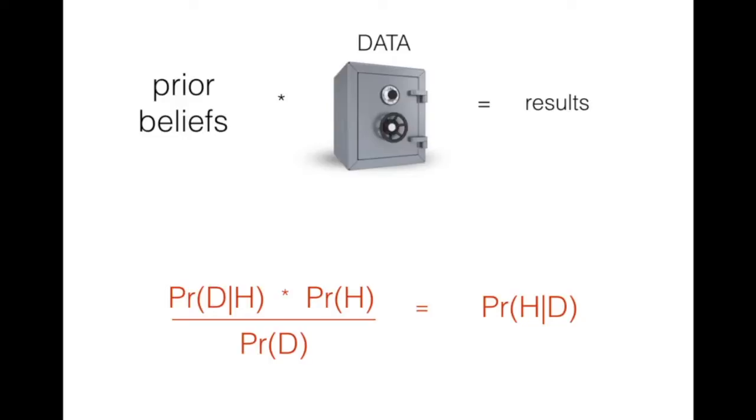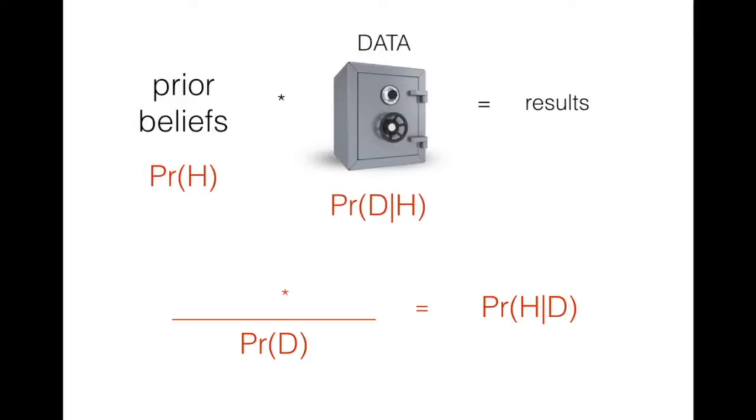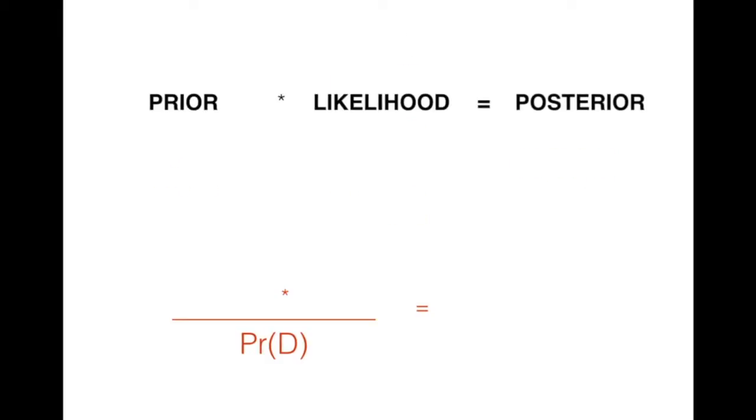We can see how this Bayes formula relates to our previous diagram: the prior beliefs, the influence of the data via the likelihood, and the results, which is the posterior distribution. In other words, we take the prior, multiply it by the likelihood, divide by some term which is often constant, and we get our posterior distribution.